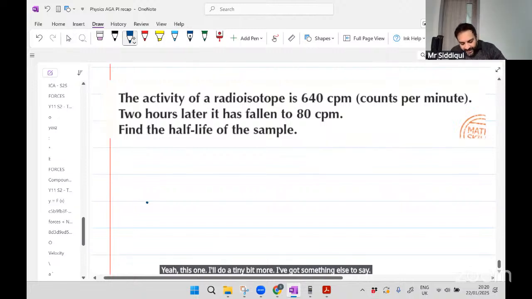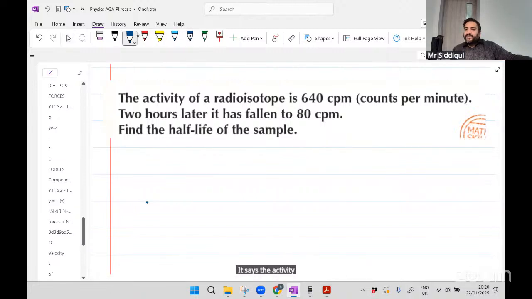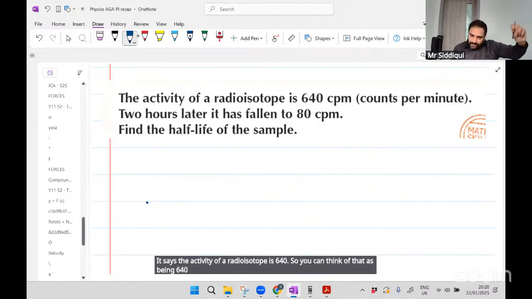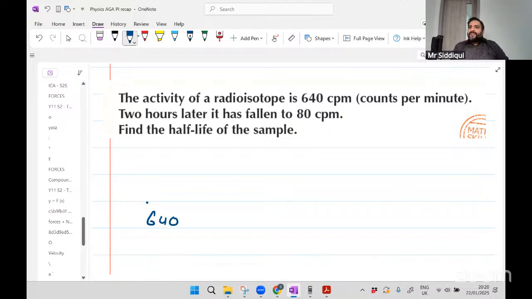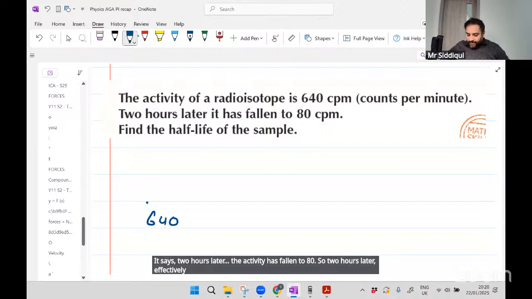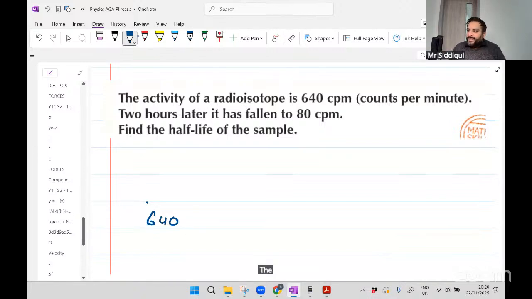It says that the activity of a radioisotope is 640. So you can think of that as being 640 of those pink circles in that diagram. It says 2 hours later, the activity has fallen to 80. So 2 hours later, effectively, those 640 pink ones are now 80 pink ones. The question is to work out the half-life based on that. So I'll tell you how you do it.